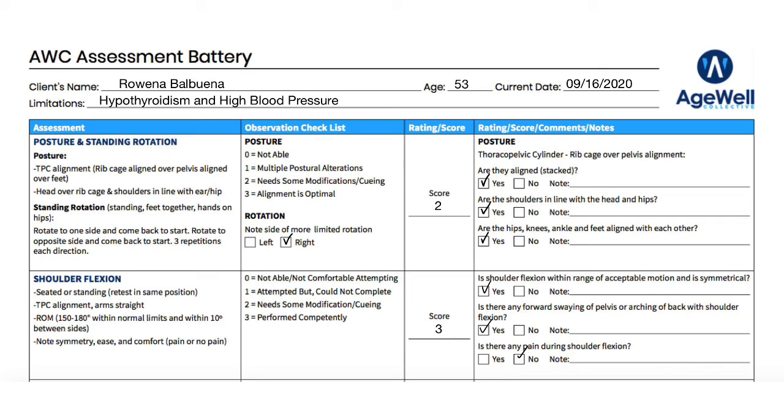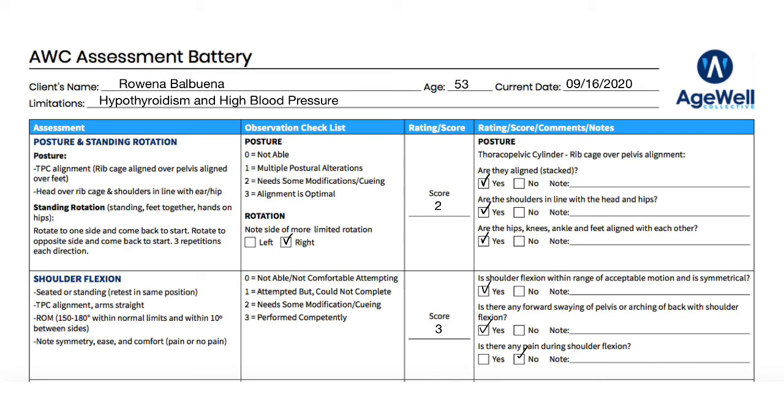For my second assessment, which was the standing rotation assessment, I gave my subject a score of 2 because there was modification slash cueing involved as well. And this time I noticed that my subject did have a lot more limited rotation on their right side rather than their left side. The last assessment was the shoulder flexion assessment.